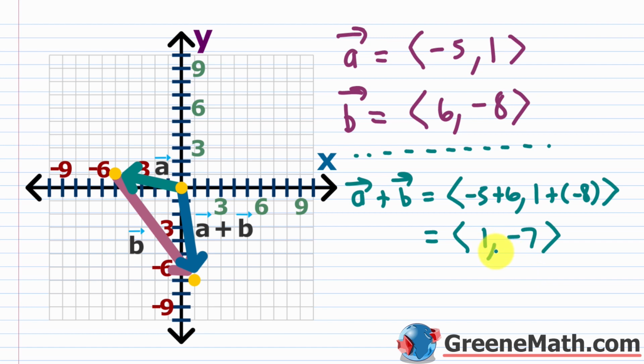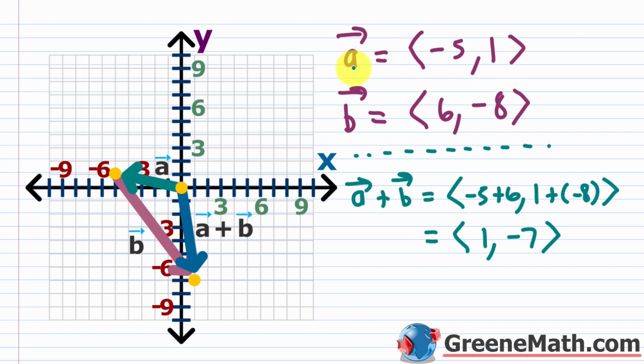So this right here would be our resultant vector in component form. The horizontal component is 1, and the vertical component is -7. So how can we get this result using a coordinate plane? Well, basically, you're going to start with one of these. I'm just going to pick the vector A. You could have picked the vector B. It's really up to you.